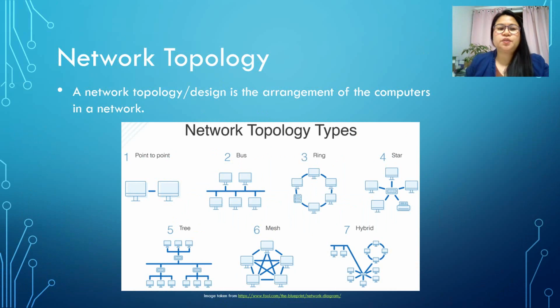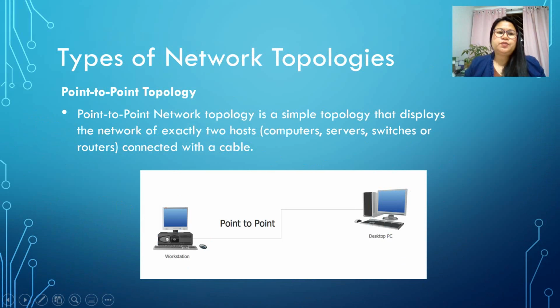Now we discuss the network topologies. A network topology is the arrangement of computers in a network. So you can see here different types of topologies. We will discuss them one by one. First we have the point-to-point topology. Point-to-point network topology is a simple topology that displays the network of exactly two hosts. Example, computers, servers, switches, or routers being connected with a cable.